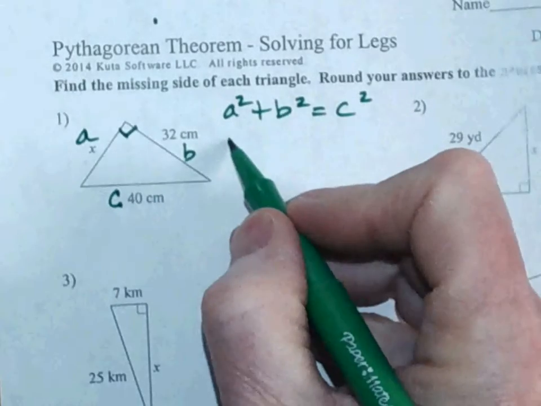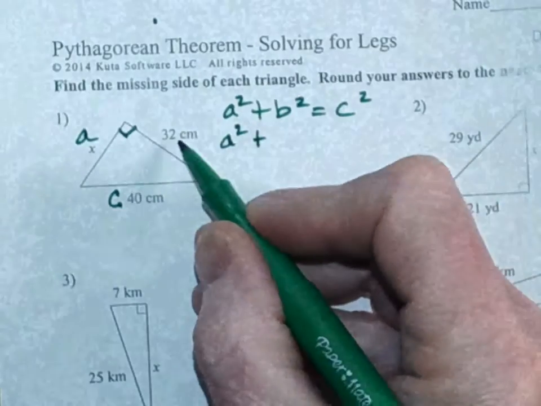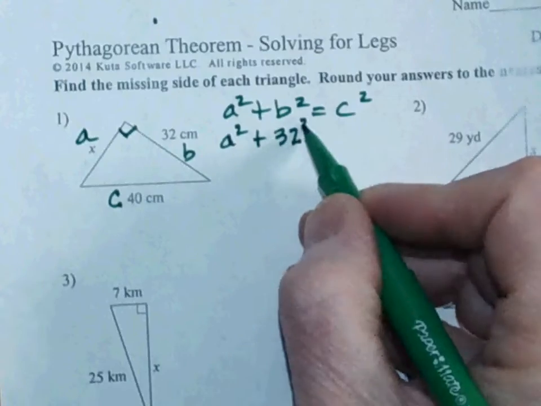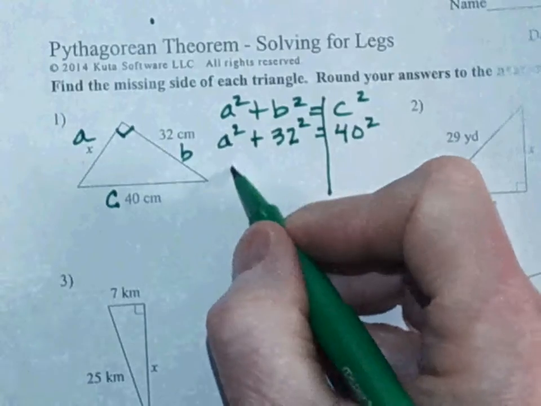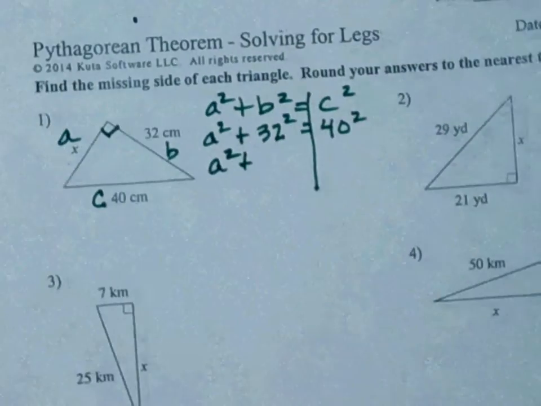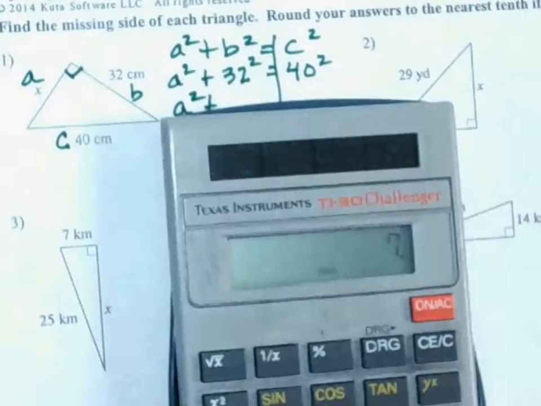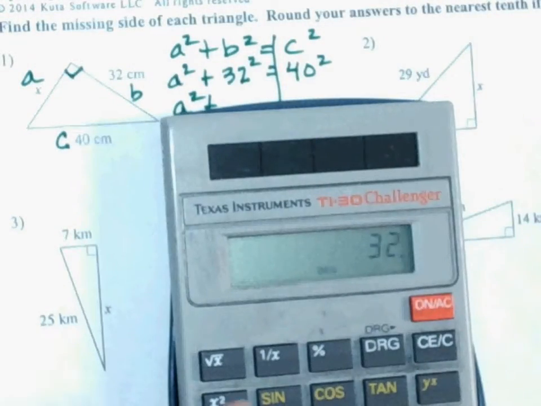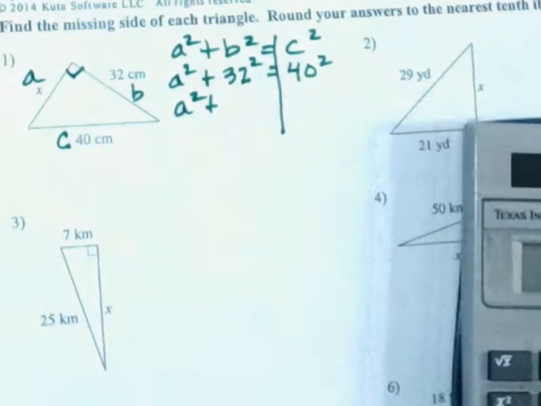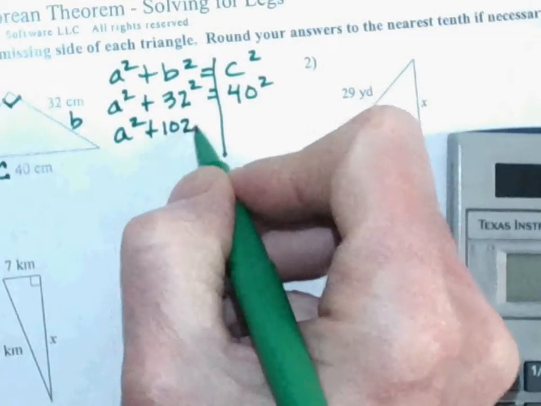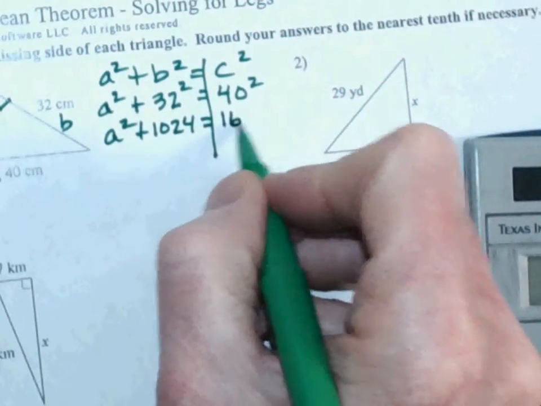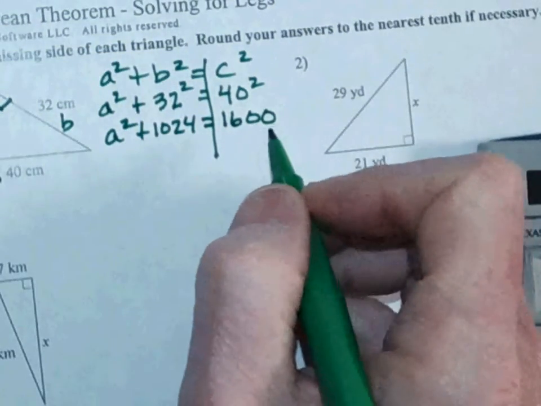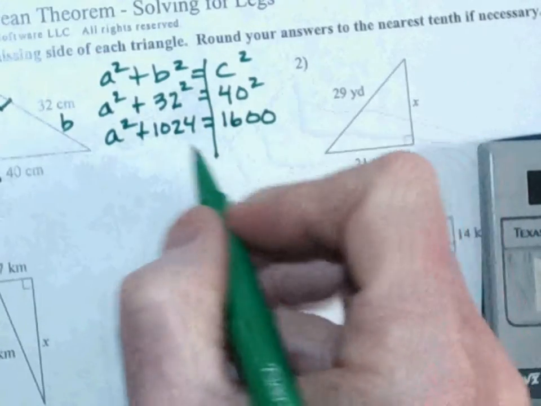So here I have A squared plus B squared. B is 32, I square that, equals C squared. 32 squared. Again, you may use a calculator if you'd like. 32 squared is 1,024. And that equals 40 squared. 40 squared is 1,600. Because I know that 4 squared is 16, sorry.